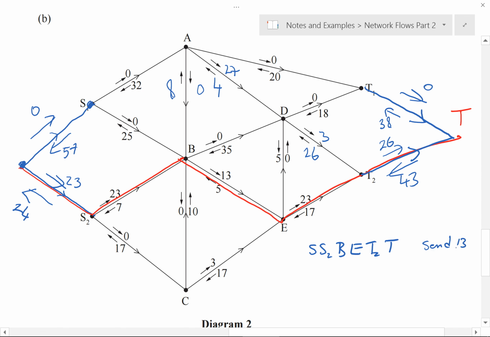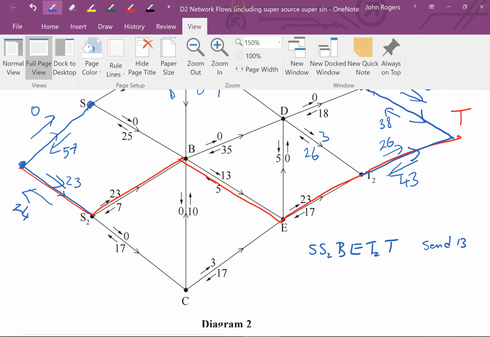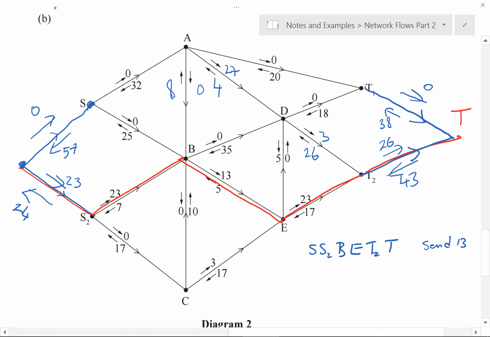Okay, so let's just do that. Change my color to blue so I'm not getting all mixed up. So we decrease the forward arrow by 13. So that goes to 10. That goes to 10. That goes to 0. That goes to 10. And that goes to 13. We increase the backward arrows by 13.